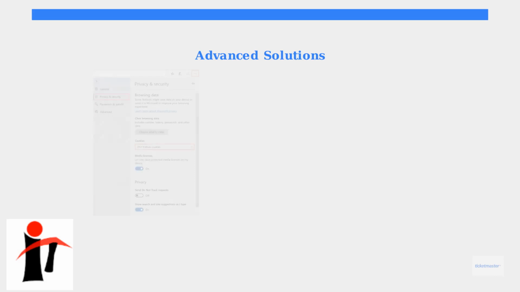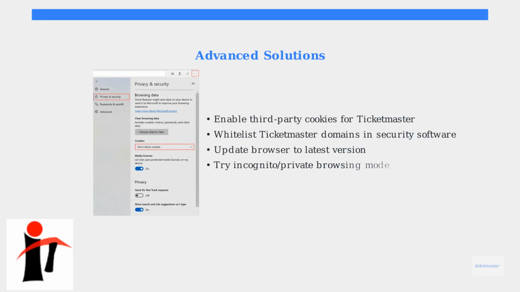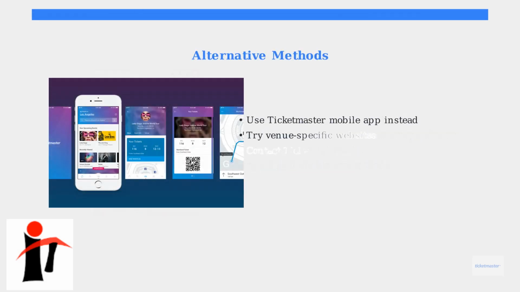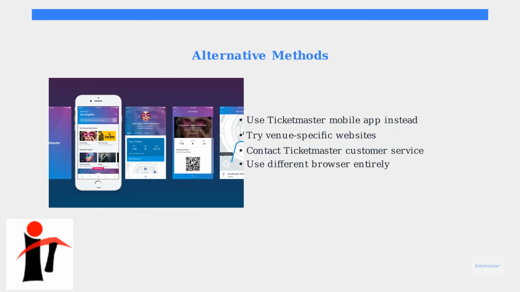If basic steps don't work, try these advanced solutions. Enable third-party cookies specifically for Ticketmaster in your browser settings. Whitelist Ticketmaster domains in any security software. Make sure your browser is updated to the latest version, and try using incognito or private browsing mode. As a last resort, try the Ticketmaster mobile app, which often has fewer authentication issues than web browsers. You can also try purchasing through venue-specific websites or contact Ticketmaster customer service directly for assistance with persistent problems.